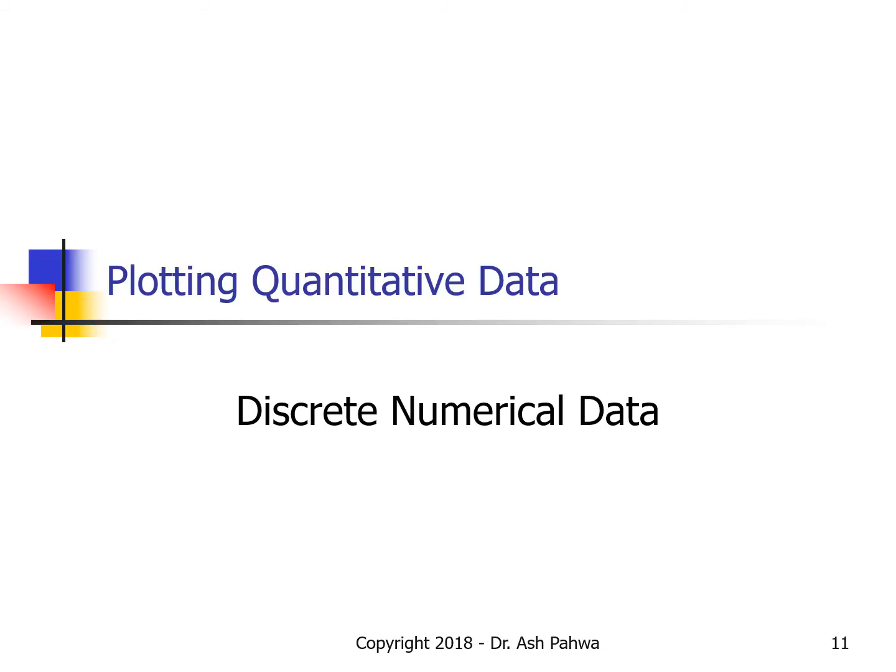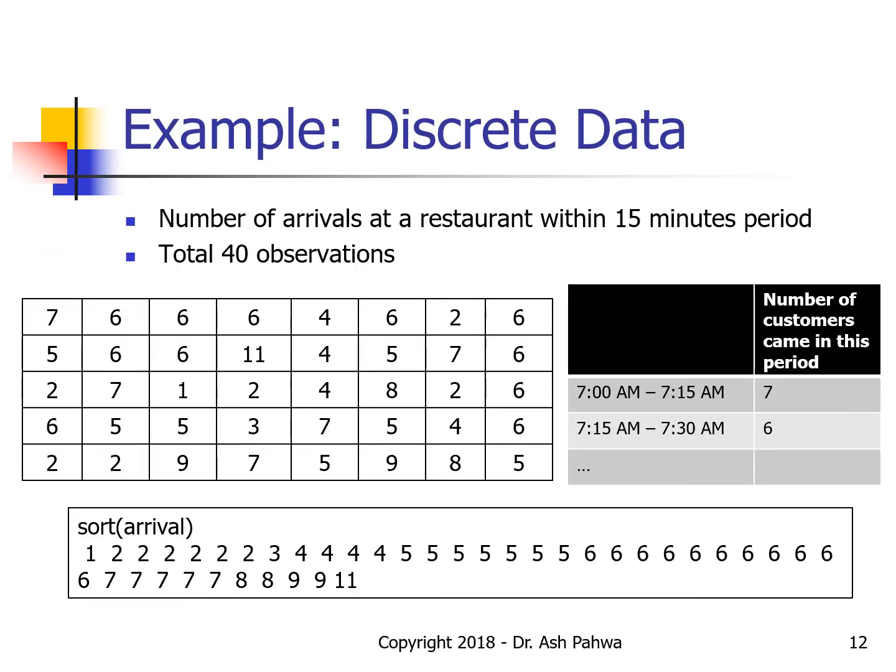Now let us look into the next topic, how to plot our quantitative data. As you may recall, we can have two different types of quantitative data, discrete and continuous. So now first of all, let us look into the discrete numerical data. Before we plot these data, let us clarify the semantics.